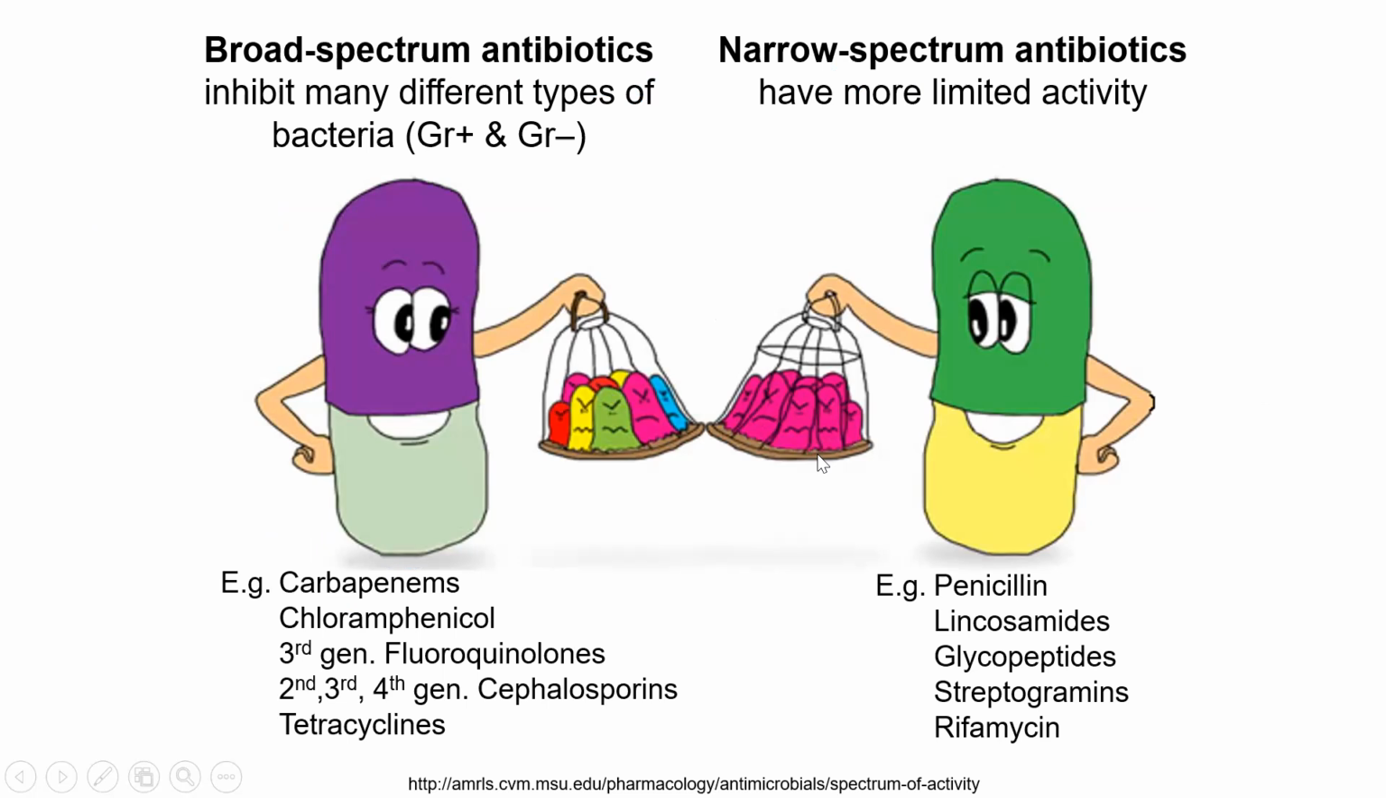So I just want to talk a little bit about broad spectrum versus narrow spectrum. Broad spectrum, there are some examples, will inhibit many types of bacteria. Narrow spectrum has more limited activity. So maybe it just attacks gram positives, or maybe just salmonella, or something like that. So why do we care? These are useful because sometimes you may not necessarily know what the patient has. So it's useful to have a broad spectrum drug.